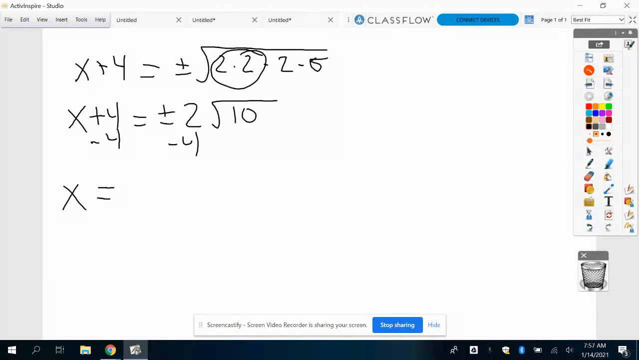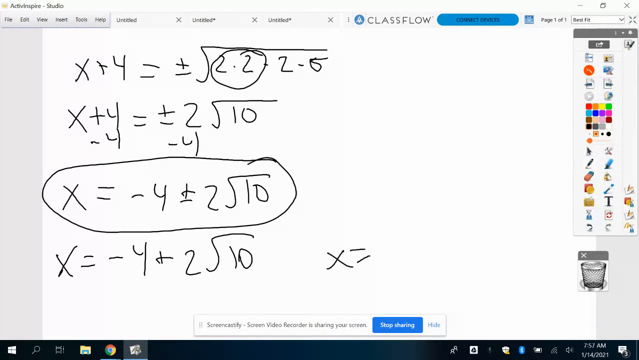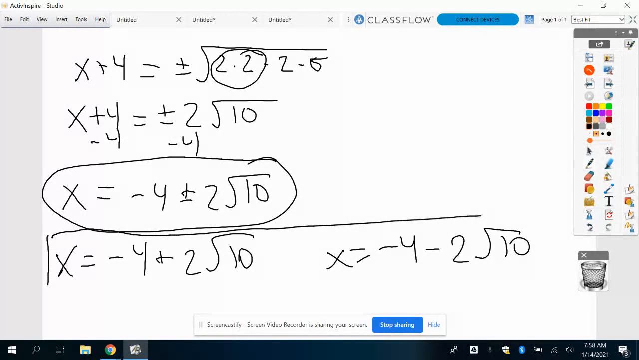One way you can write this is you can put the minus 4 and then plus or minus the 2 radical 10. This is the way I usually write it, and I usually stop here. But the other way you can think of it is two separate answers. You can say x is also negative 4 plus that 2 radical 10, and x is that negative 4 minus 2 radical 10, because it's the two separate equations. So you can also think of it like this as well.